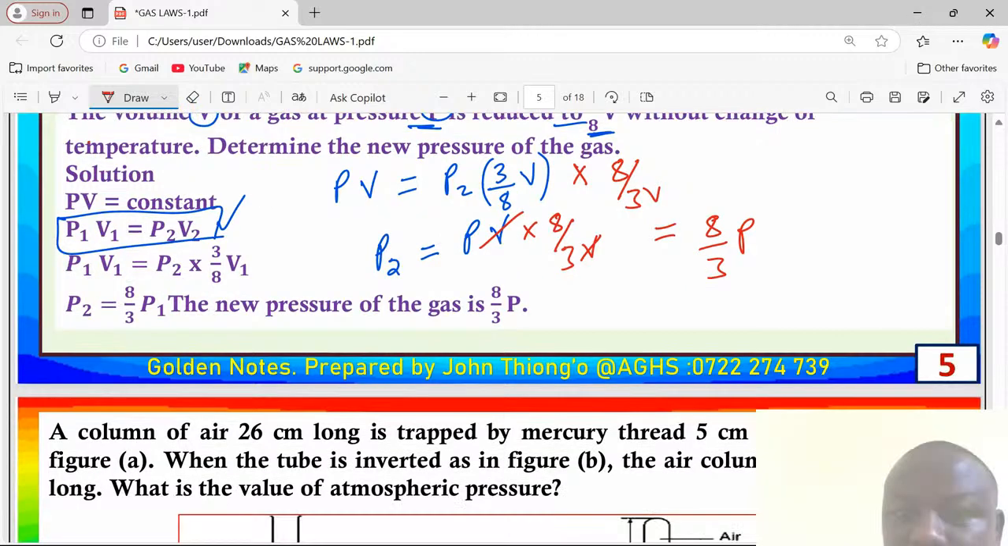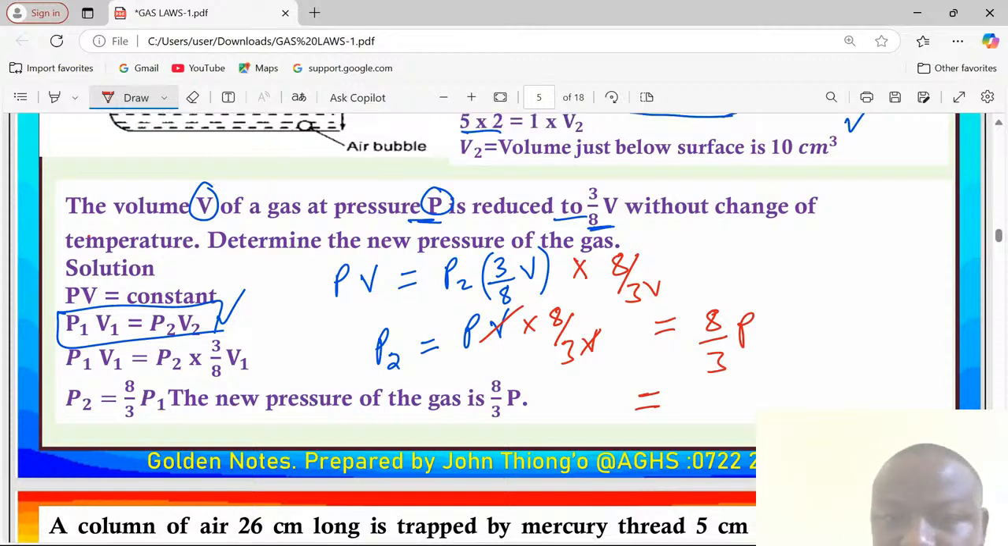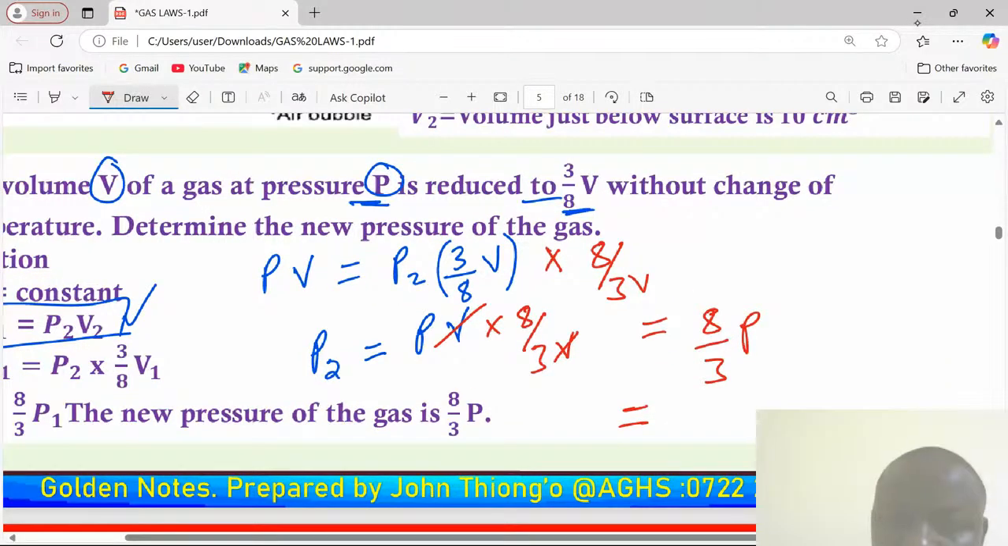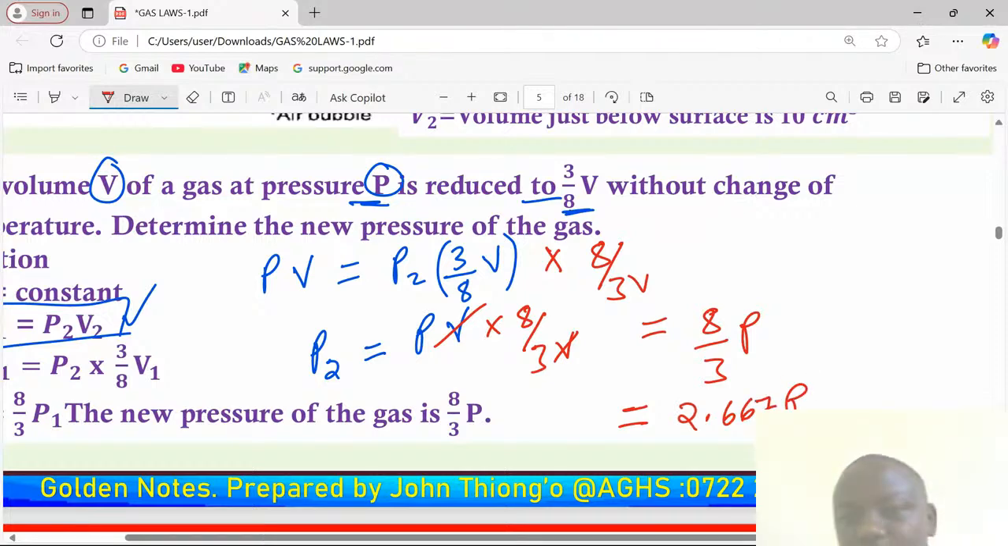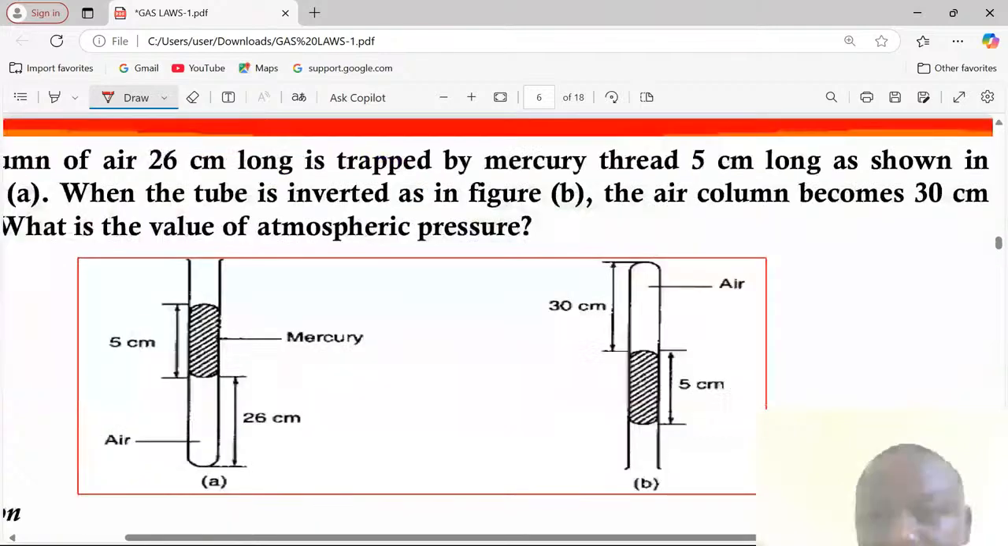So the new pressure in simpler terms is going to be, we can change 8 over 3 now. You cannot leave it as a fraction like that. It is 2.667 times the original value of P. So that is how the new pressure will be obtained.